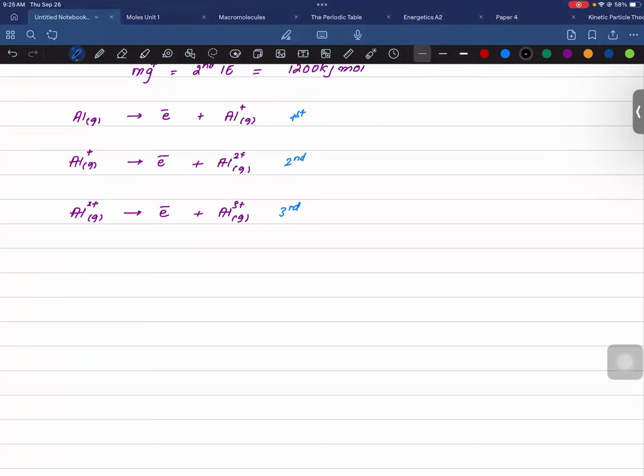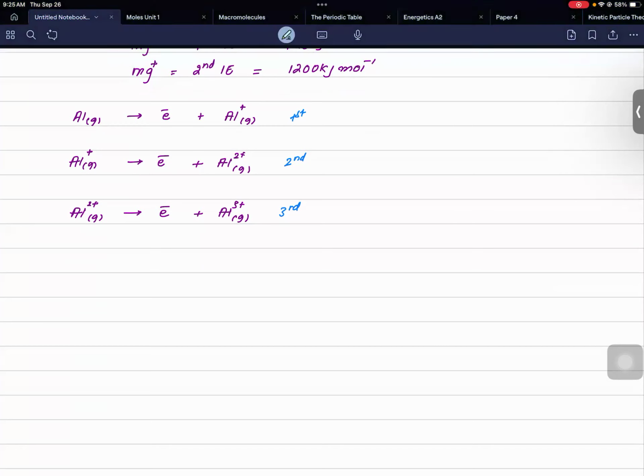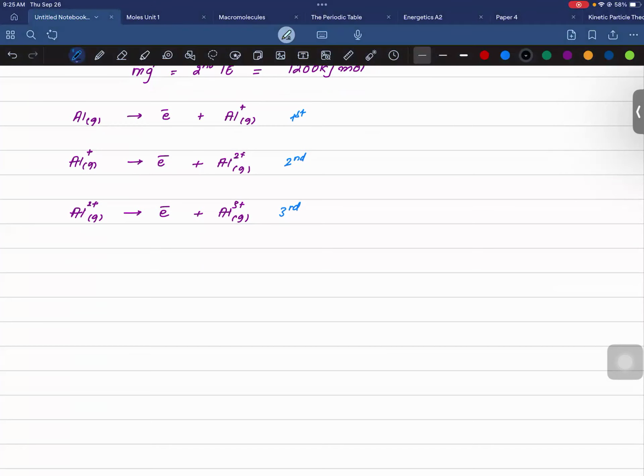Then what's the trend? What do you think if we are going from left to right? So the ionization energy should increase or decrease? What do you think? The first ionization energy is not that strong, and the third ionization energy is the strongest.